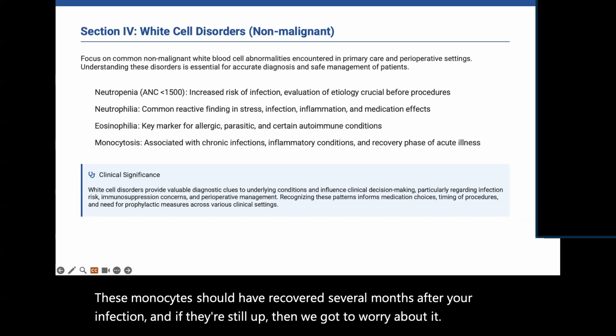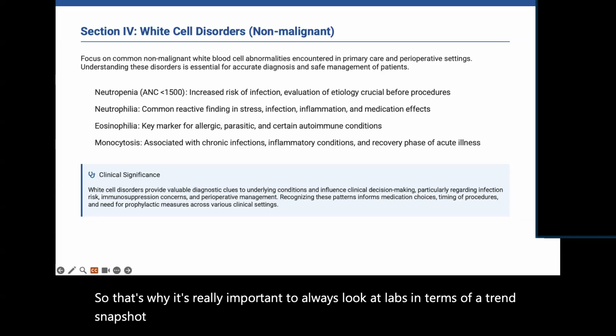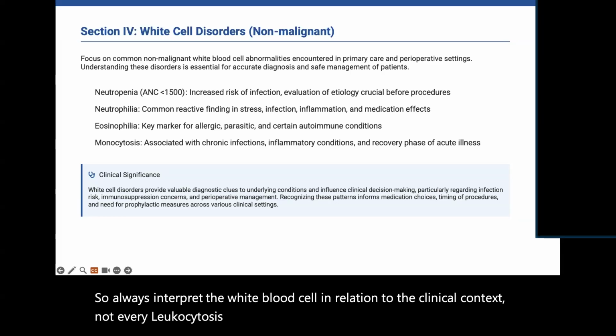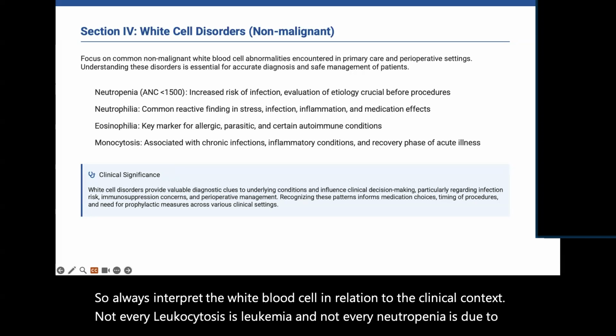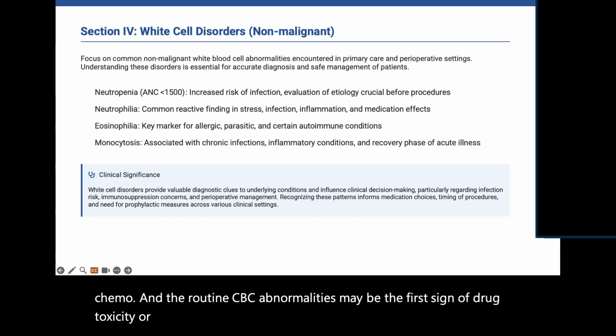So that's why it's really important to always look at labs in terms of a trend. Snapshot labs are useful, but trended labs are much more useful. So always interpret the white blood cell in relation to the clinical context. Not every leukocytosis is leukemia, and not every neutropenia is due to chemo. And the routine CBC abnormalities may be the first sign of drug toxicity or systemic diseases.